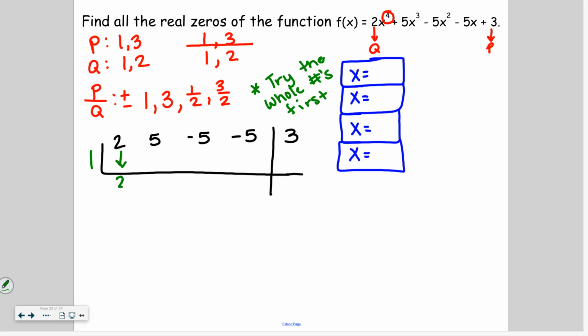So bring down that 2. 1 times 2 is 2. 5 plus 2 is 7. 1 times 7 is 7. 5 minus 7 is -2. 1 times -2 is -2. Negative 5 plus 2 is negative 3. 1 times negative 3 is negative 3. We get a 0. That's our first one. Okay? Now let's continue on.